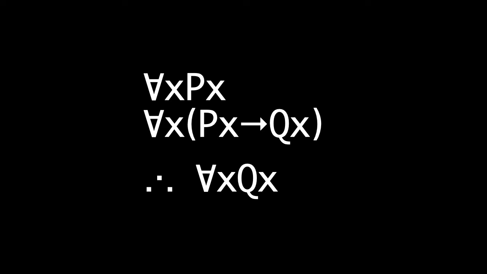Consider this argument: for all x Px, for all x Px arrow Qx, therefore for all x Qx. If you think about what it would mean in English, it's obviously valid. But what would it take to give a proof of it? Our universal introduction rule should allow us to draw conclusions like this. But how should it work?